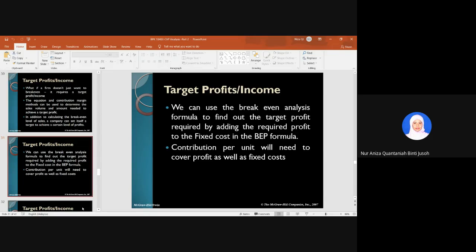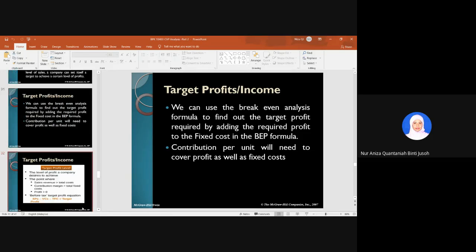Okay, so you can use the break-even analysis formula, but you will add another component, which is the target profit.